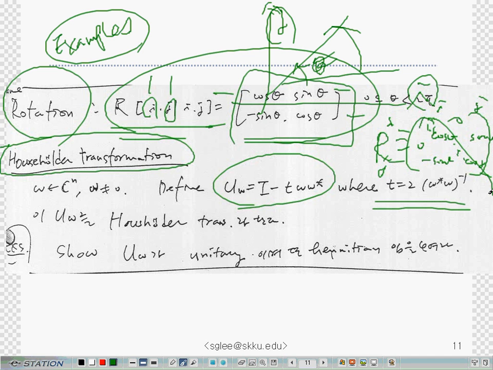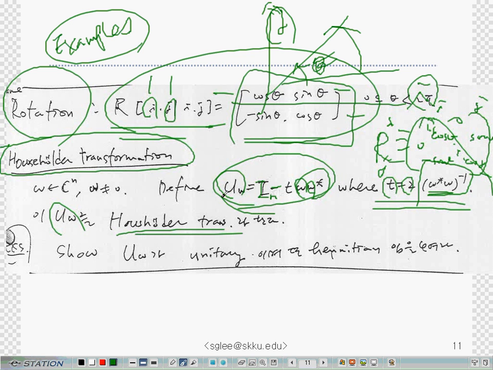This U_w is called the Householder transformation. This is a linear transformation made with only a vector, isn't it? If you have a vector, then from the vector you make a matrix. You multiply by a scalar and subtract it from the identity matrix. Now you have a matrix, an n by n linear transformation. This matrix is a unitary matrix, and also a Hermitian matrix.